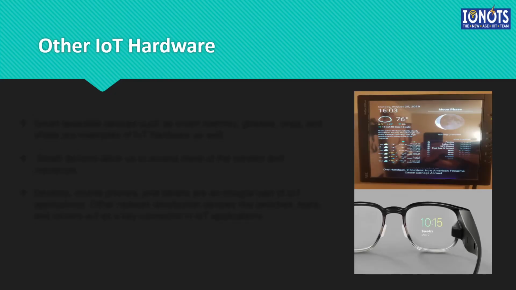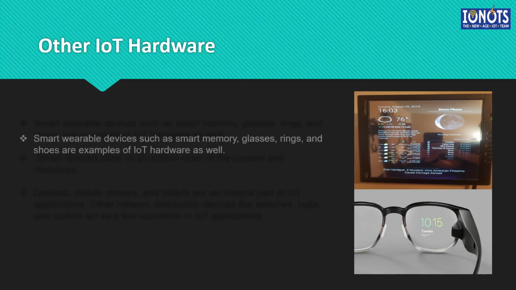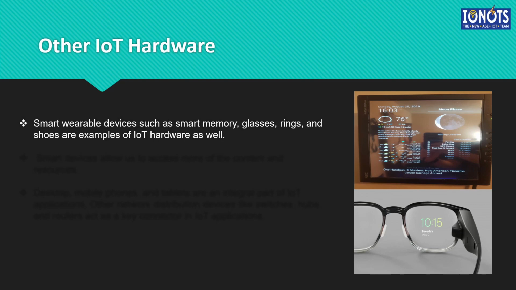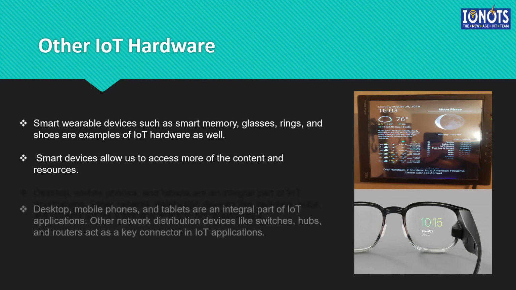Now, let us look briefly into what are the other IoT hardware which are a part of the IoT system. Smart wearable devices such as smart watches, smart glasses, rings, and shoes are examples of other IoT hardware, and they are a combination of the basic components of IoT. Smart devices allow us to access more content and resources, and smart devices are basically all the smartphones, tablets, laptops that we have in our homes.